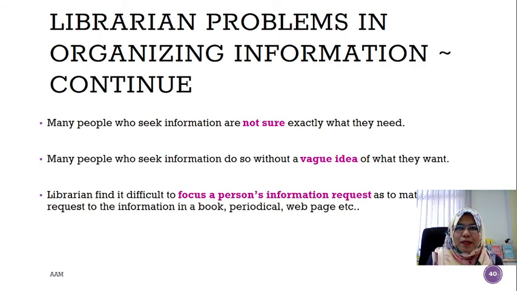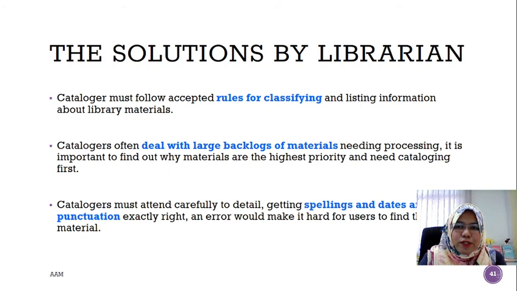Okay, sometimes we ask the user to find the information directly on the web. But they don't know how to differentiate which is good information and which is poor information. That is the problem faced by librarians. So the solution: catalogers must follow accepted rules for classifying and listing information about library materials. Catalogers often deal with a large backlog of material needing processing. It is important to find out which materials are the highest priority and need cataloging first. This is a common problem actually.